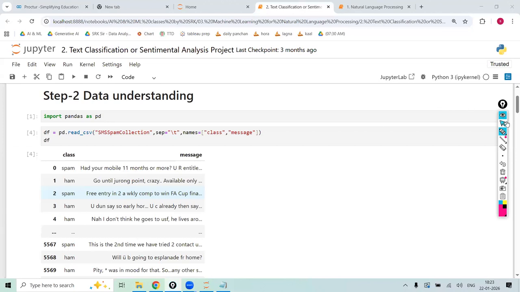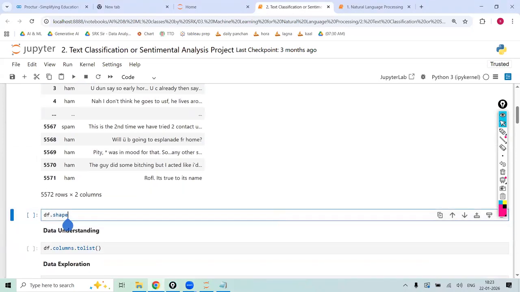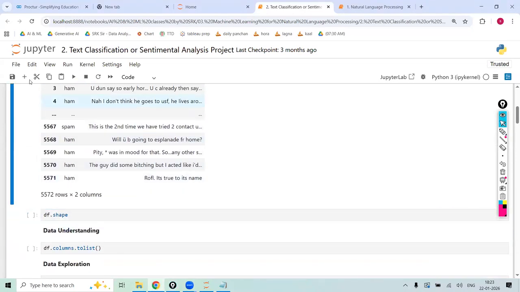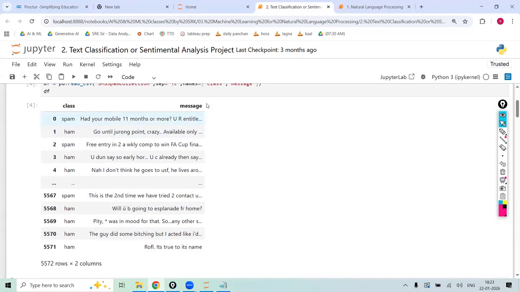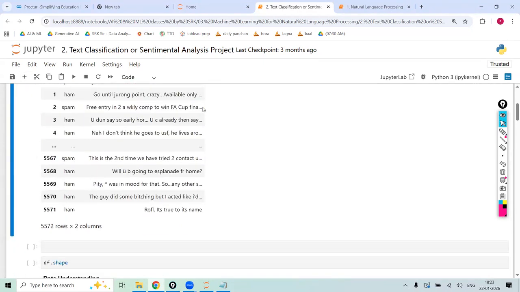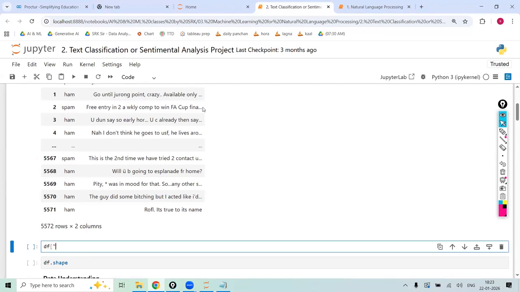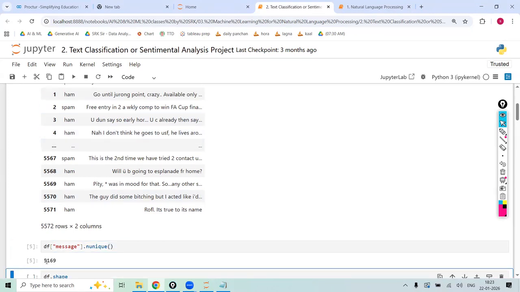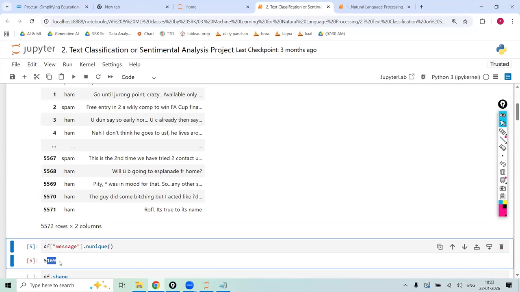If you consider the unique values, how many unique values will be there for this particular column? If you observe the number of unique values of the message column, here I am going to use df of message dot nunique. nunique means number of unique values. If I ask for the number of unique values, you can see a total of 5,169 unique values are there.